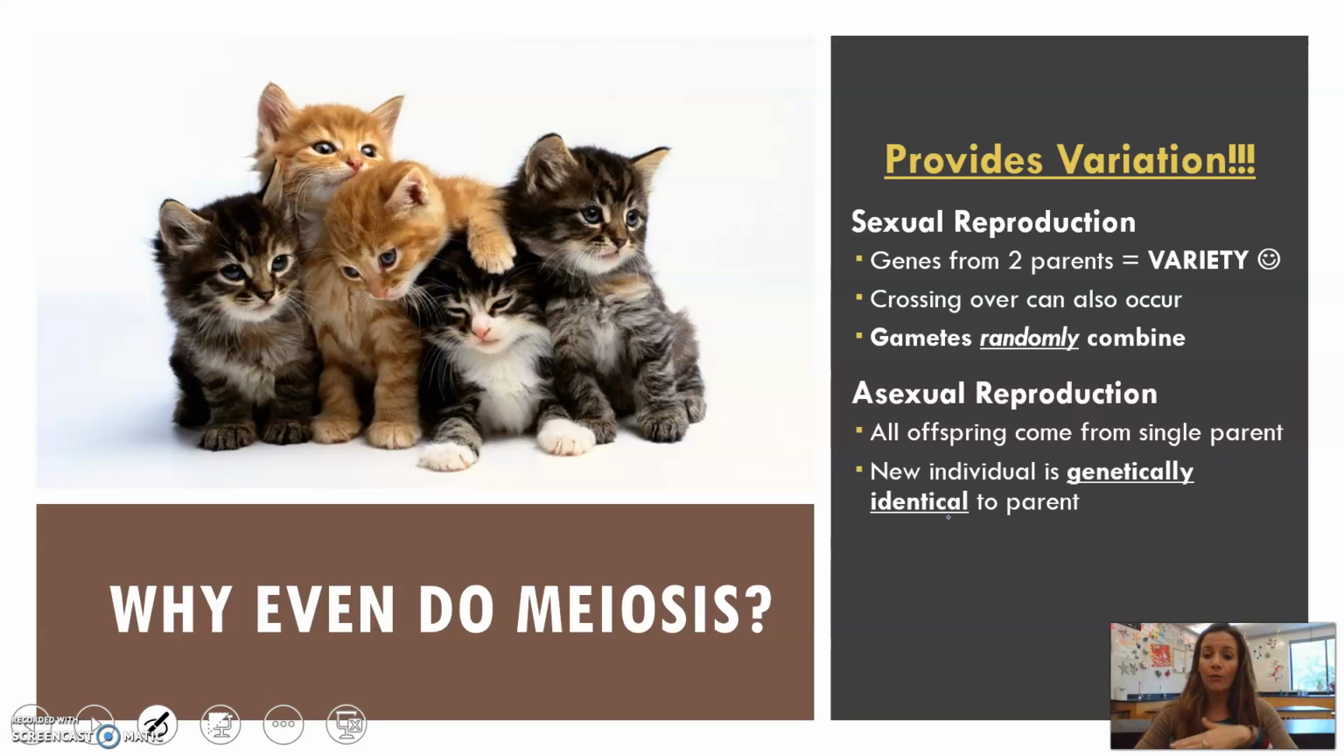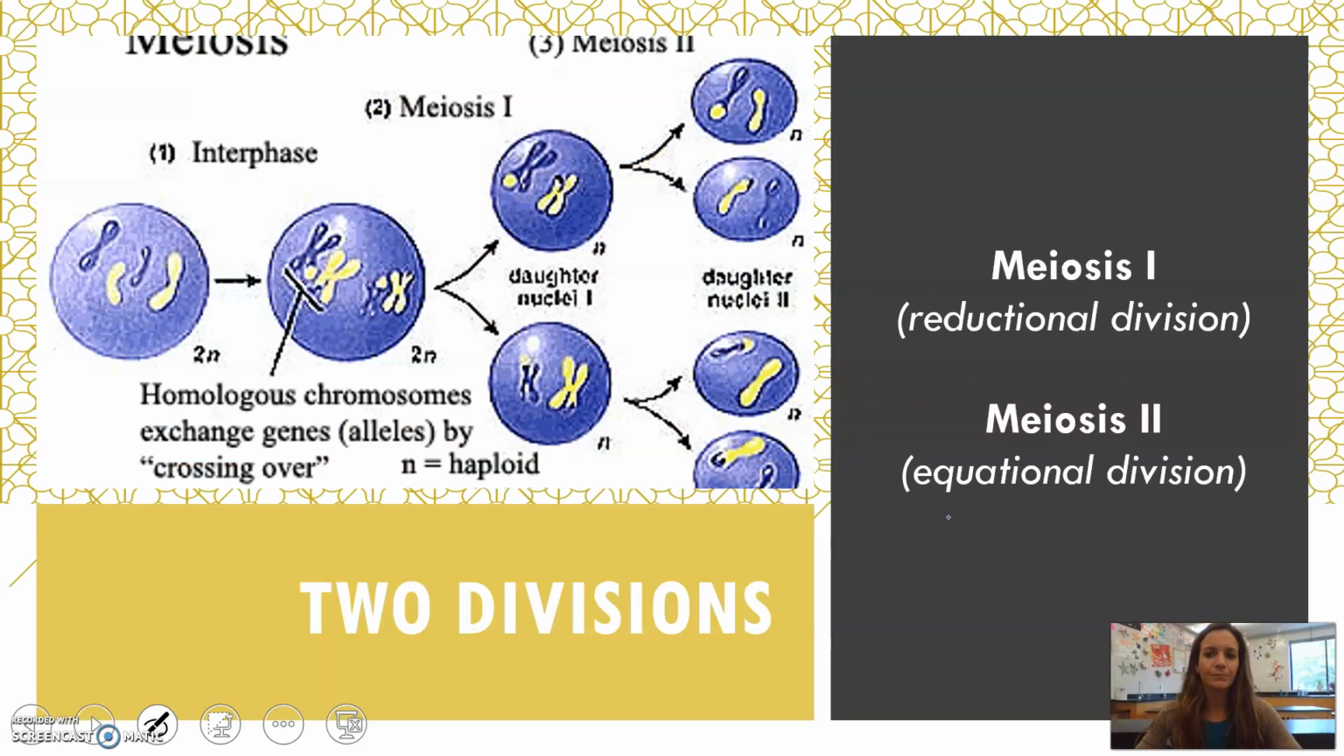So if we were walking around all clones of each other, we would all get the same diseases, we would all have the same issues. So being genetically diverse allows better species survival. So that's kind of the whole purpose, is to ensure survival of the species. So when 2 parents reproduce, you get variety because those gametes are randomly combining. Asexual reproduction is just a clone and they're genetically identical, which is what you would get out of mitosis.